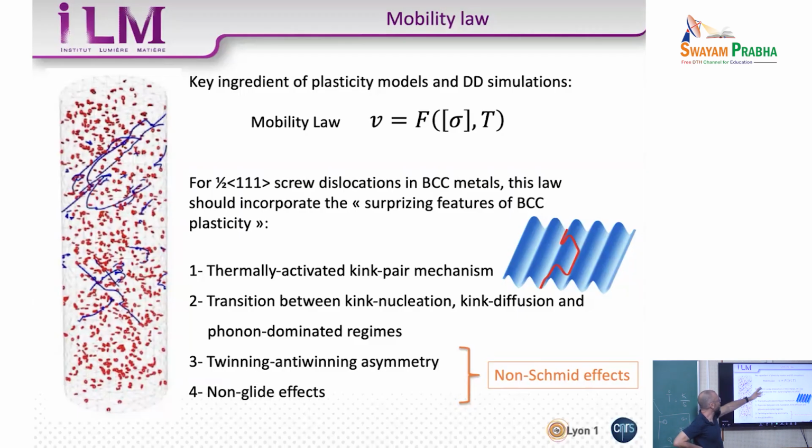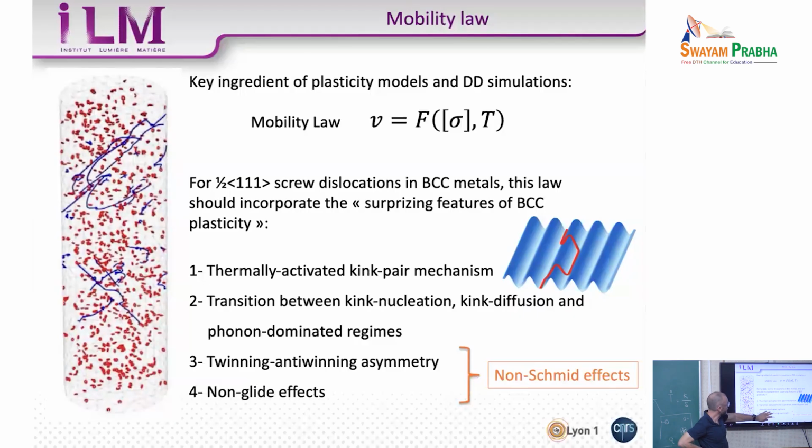Now, if you want to have a velocity law like this for a BCC metal, this law should incorporate what we very often call in the community the surprising features of BCC. First of all, it should account for the fact that the velocity is thermally activated, and there's a kink-pair mechanism. Second, depending on the stress and the temperature, the mobility of the dislocation can be limited either by the nucleation of the double kink or by its propagation or diffusion along the dislocation line, or if you're at high stresses, as we discussed yesterday, it could also be limited by how the dislocation interacts with the phonons, how it can dissipate the vibrational energy. So you need to account for that.